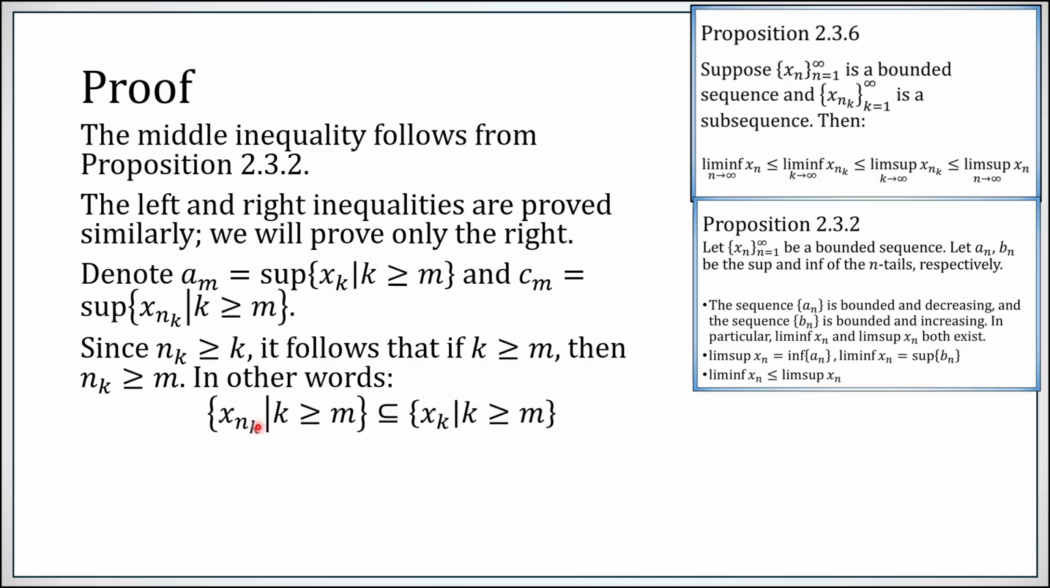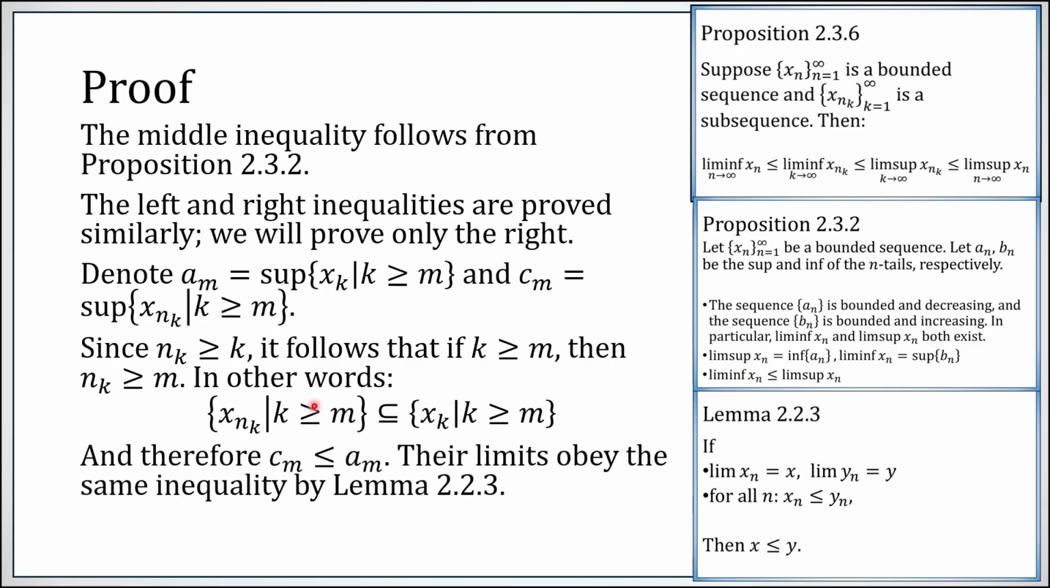A subsequence keeps certain terms and throws some of them away. So if you take a tail of that, you are a subsequence of a tail of the original sequence. Therefore, the sup of this subset is less than or equal to the sup of this larger set. That's what this says right here. So the limit of the A_m will be at least as large as the limit of the C_m. That's all we needed to show. The limsup of the original sequence is bigger than or equal to the limsup of the subsequence. And again, the statement in prop 2.3.6 about liminfs passing to a subsequence is proved exactly analogously.